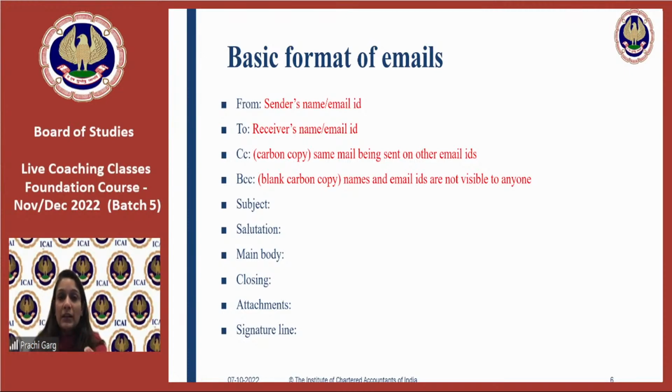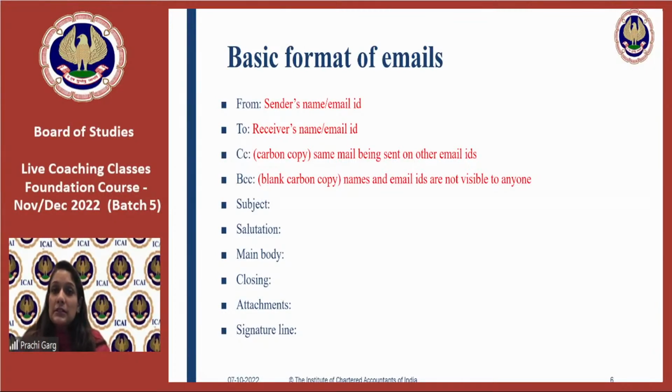If I log in to my Gmail account, automatically when I start composing the email, I see the From column and my email ID is already there. Then comes the To column, which is the receiver's name or email ID. If you have saved the email ID in your contact list, then you can just put the receiver's name and the email ID will be automatically filled. Otherwise, you have to write the correct email ID.